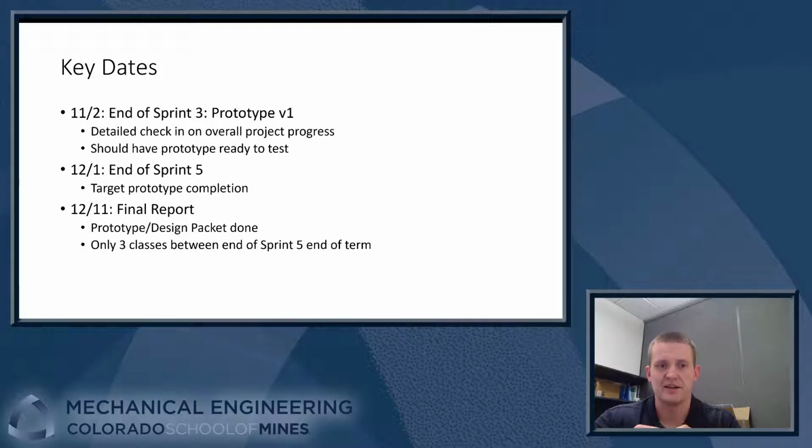All right. At the end of Sprint 5, that'll be December 1st. That's when we want you to be basically done, right? And then your final deliverables, final report will be on December 11th. And that's sort of the end of the term right there. There's only 3 classes between the end of Sprint 5 and the end of term. So just be aware that you really do want to be done by the end of Sprint 5, because there's really not a whole lot of time to be banking on during Sprint 6.